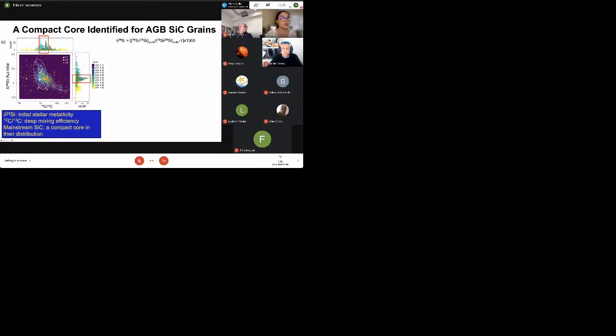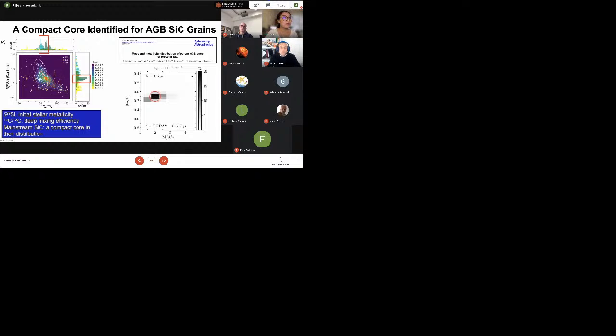What we see here is that the grains define a very compact core in this distribution, and this core is in the class 9 identified by the algorithm. What it means is that this group of grains likely came from parent AGB stars with a restricted range of stellar masses and metallicities.